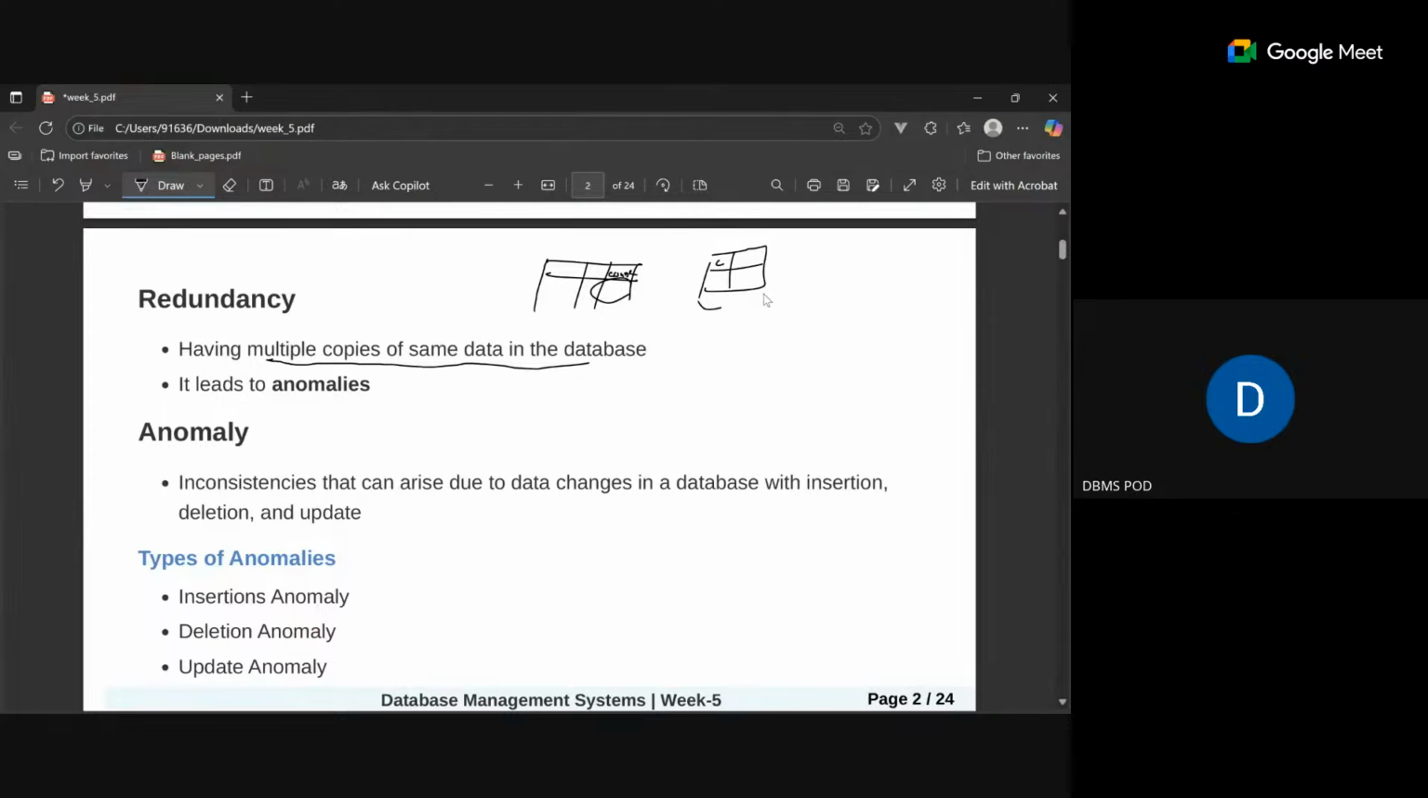It's not an ideal approach, or even a good design, and I'll explain why at the end of week 6, or at the end of the session. What it does is it actually leads to anomalies. That's the problem of having redundant data.